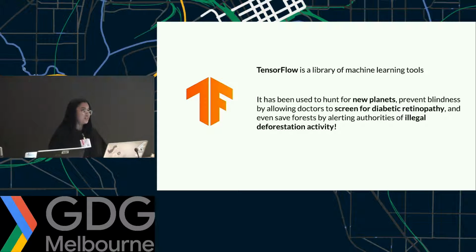And just to clarify how powerful of a tool it is, it's actually been used to discover new planets by comparing the distance moved of the planet relative to others. It's been used to screen for blindness. It's even been used to alert authorities of illegal deforestation activity.